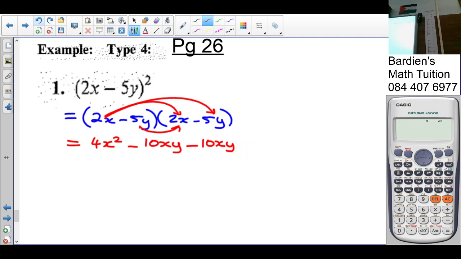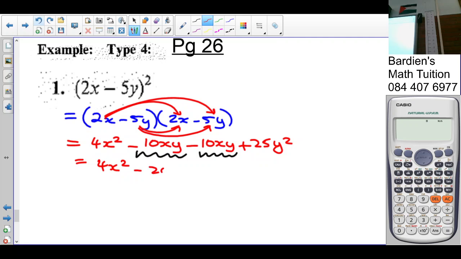So what is negative 5y times negative 5y? That is positive 25y squared. So what do we notice now? We have like terms. And what are the like terms? Negative 10xy and negative 10xy. So 4x squared is on its own, so I write that first. What is minus 10xy minus 10xy?